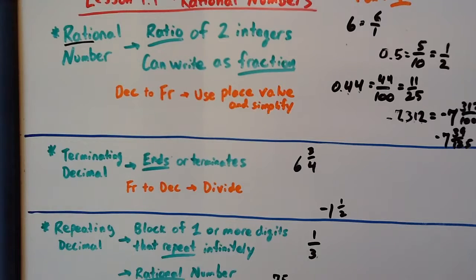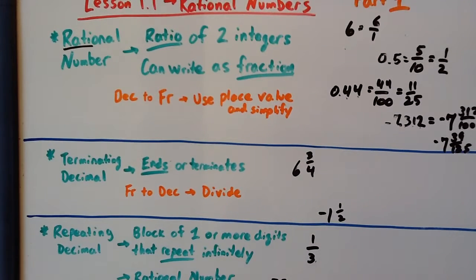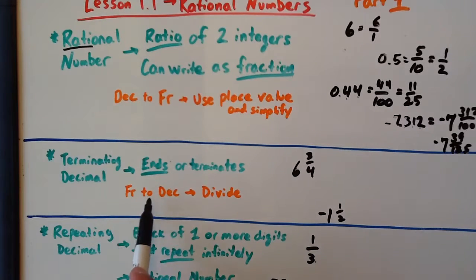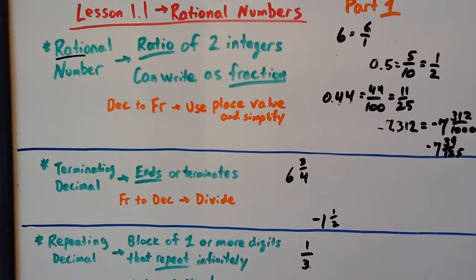Next key term is a terminating decimal. A terminating decimal is a decimal that ends or terminates or stops. To take a fraction to a decimal, we simply divide. We divide the top number by the bottom number, or we could say the numerator by the denominator.